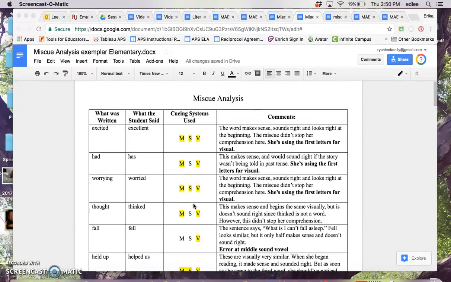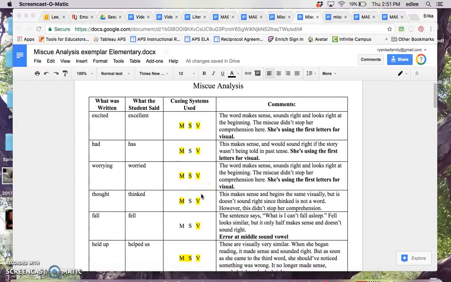When we look at the cueing systems, we want to ask ourselves, how much is the student using it, and are they using it completely or just in certain ways or certain cases? An example would be here at the top with excited. The student actually said excellent. One of the key things here to notice is that the student may have used all cueing systems at this point of error. It makes sense, it sounds right, and it looks right, which covers the meaning and syntactic systems. Visually, the student actually did use the system, but only partially. She only used it at the beginning of the word.